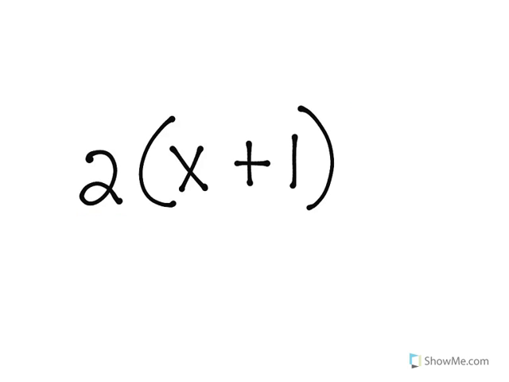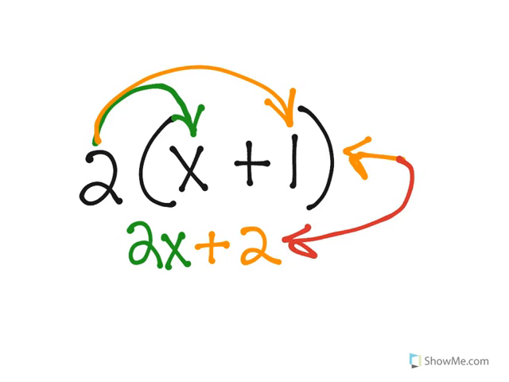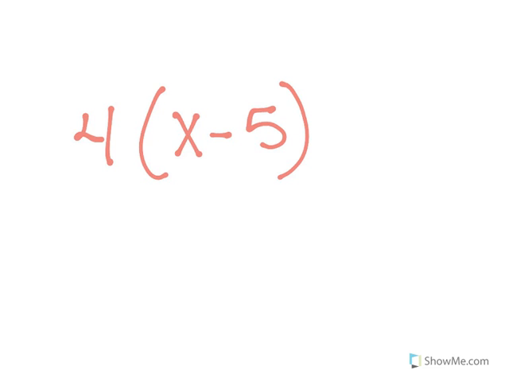Okay, so I like to call it the rainbow method. So we're going to make rainbows. We're going to take this 2 and we're going to multiply it by x. So 2 times x is 2x. And then we're going to take the 2 and multiply it by the positive 1. So 2 times 1 is 2. So we took this kind of confusing looking expression and we turned it into something that's a little more simple.